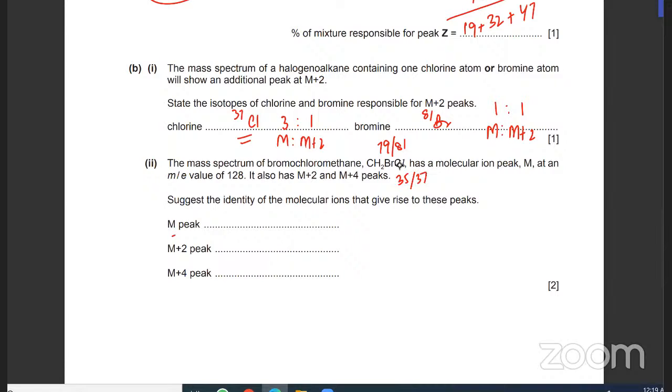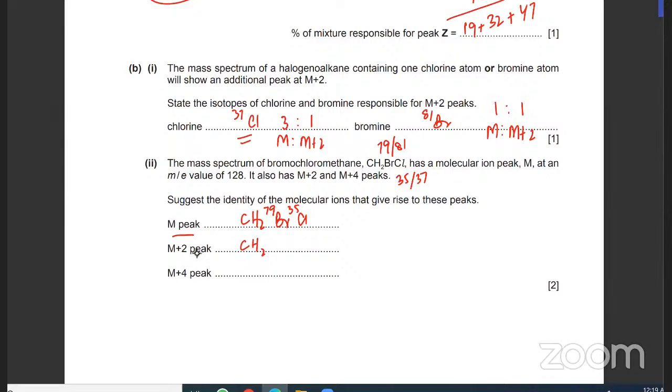So the M peak is because of the smallest isotopes. So in that case, it's going to be CH2. The Br would be the 79 one, and the Cl would be the one that has a mass of 35. So in that case, you'll get the peak at 128.